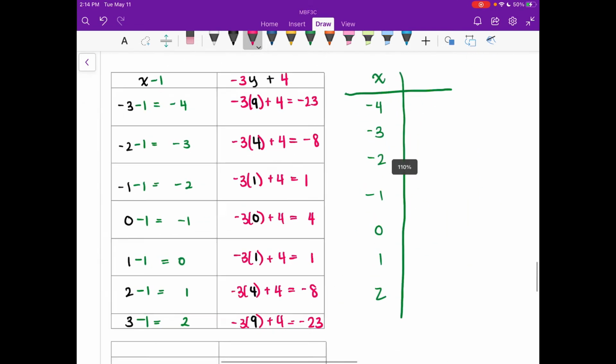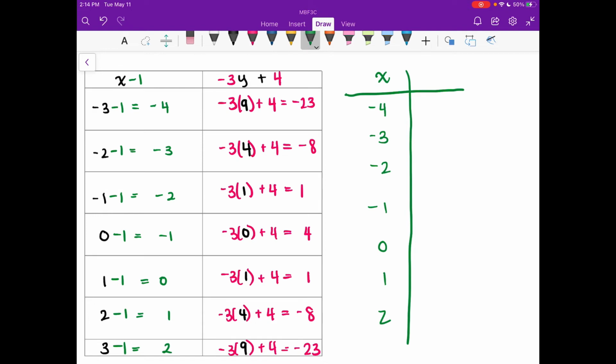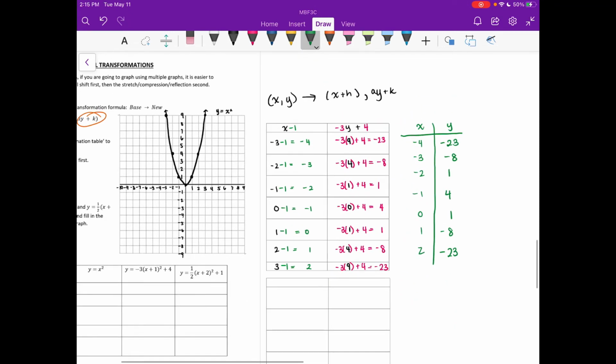So I like to go here and put in my points. So it's going to be -4 at -23, but that's my new y value. -3 at -8, -2 at 1, -1 at 4, 0 at 1, 1 at -8, and then last but not least, 2 at -23. And now I'm going to use this table to graph my function. I'm just going to carry it over here so that I have it for reference as I'm doing my chart.